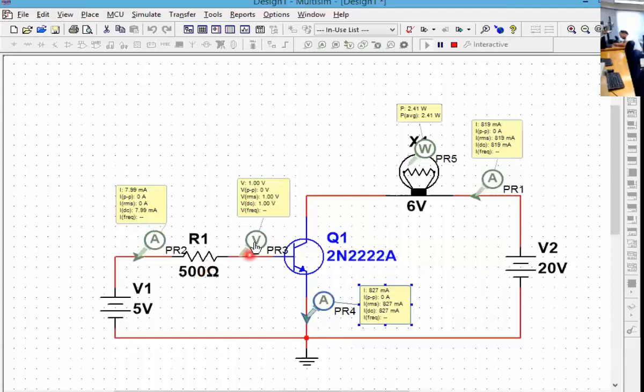But 0.7 volts on the base is a must requirement to have if you have a device. So loads will be whatever the load is. If it is a motor, a lamp, a speaker, whatever the load is, the load will always be on the collector side when you're using the transistor.